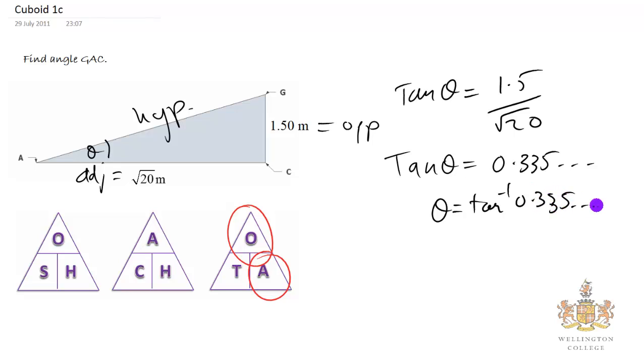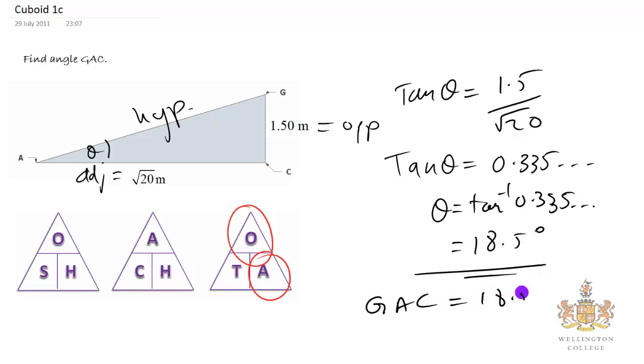If you've got an old calculator you might see the words arc tan, and you press that to get the answer, and that will come out as 18.5 degrees. So therefore GAC is equal to 18.5 degrees to 3SF.